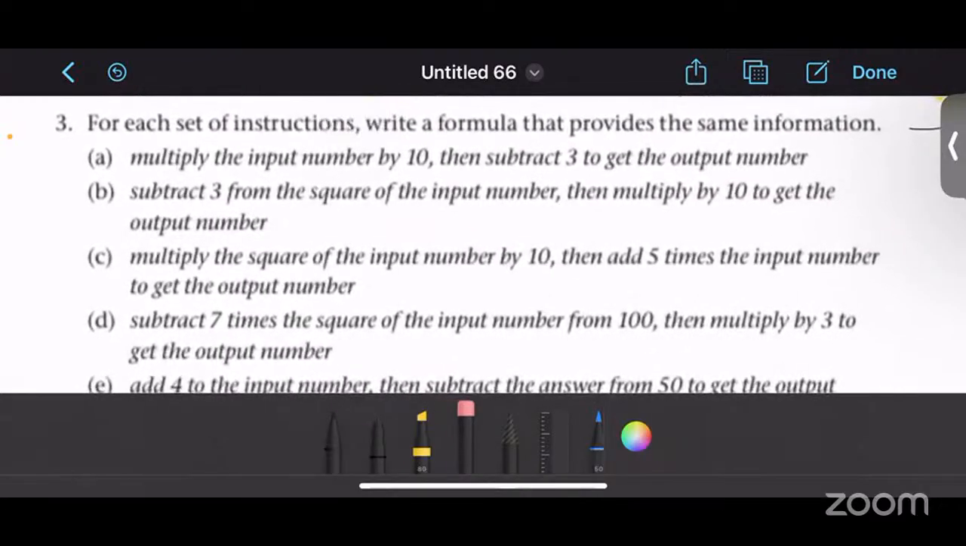For each set of instructions, write the formula that provides the same information. It's written in words, but we have to represent it in terms of the numbers and the variables. So the first one: multiply the input number by 10, then subtract 3 to get the output number. What are we going to do?